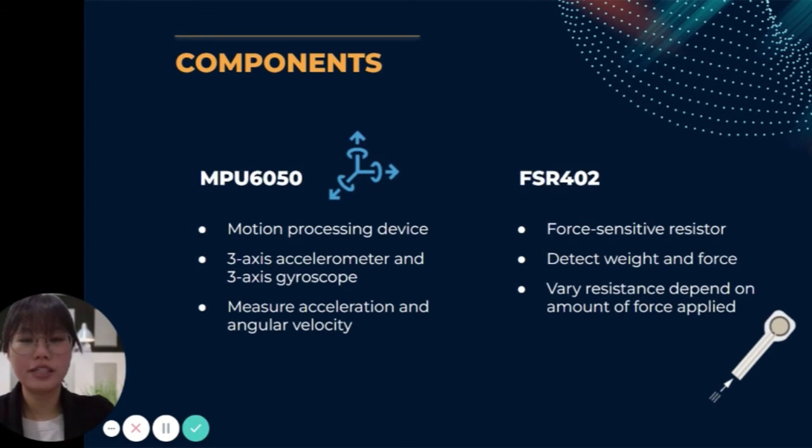MPU 6050 is the sensor for motion processing. It combines both a 3-axis accelerometer and a 3-axis gyroscope. It can be used to measure acceleration and angular velocity.